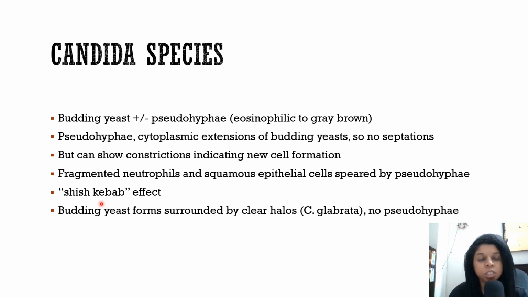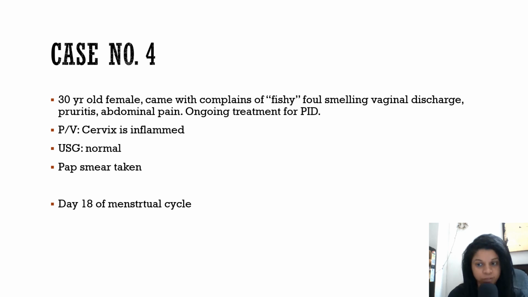And then you can see fragmented neutrophils and squamous epithelial cells are speared by the pseudohyphae, which is called the shish kebab effect, which you see especially in the liquid-based cytology slides. And at times you can see the budding yeast forms surrounded by clear halos, but there is no pseudohyphae. Such kind of candida is seen in Candida glabrata infection. That is, you can see budding yeast forms with halos, but there won't be any pseudohyphae.